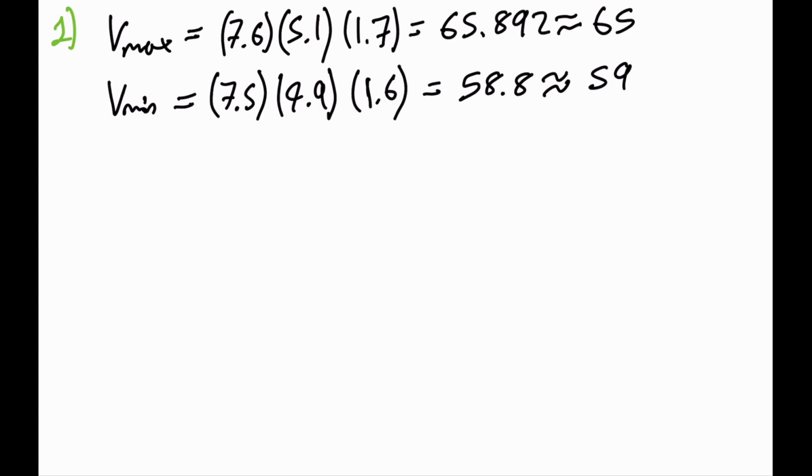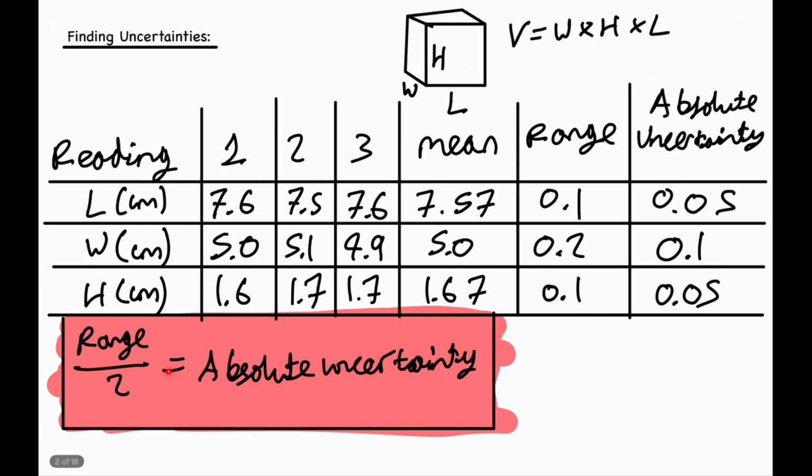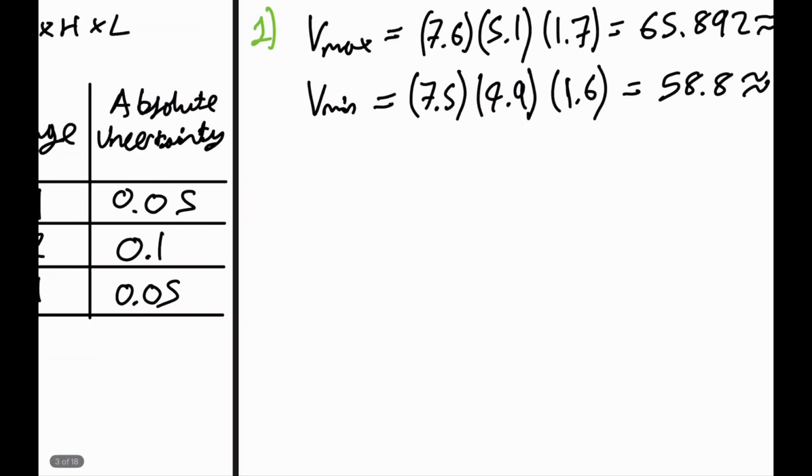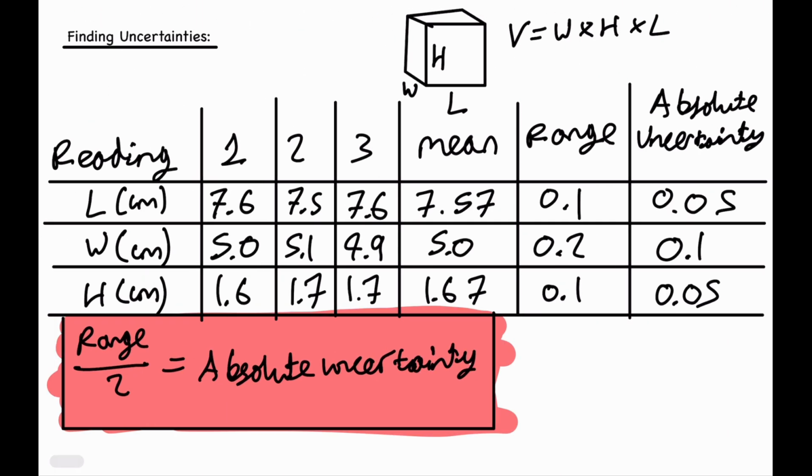And to find the absolute uncertainty, we can just do the same thing as we did before to find each individual uncertainty, which was range divided by 2. The range would be the maximum minus the minimum value that we got. But one thing we haven't taken into account yet is the absolute uncertainty.